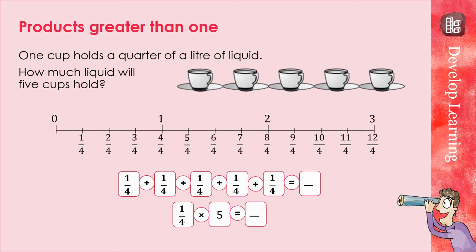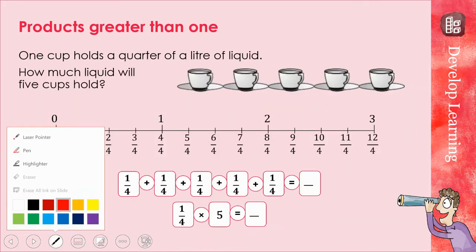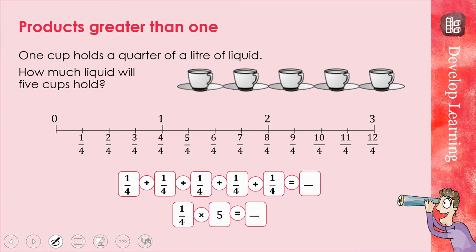1 cup holds 1/4 of a litre of liquid. How much liquid will 5 cups hold? So each of these cups hold 1/4 of a litre. So we are doing 1/4 add a quarter, add a quarter, add a quarter, add a quarter. So that would be doing it via repeated addition.